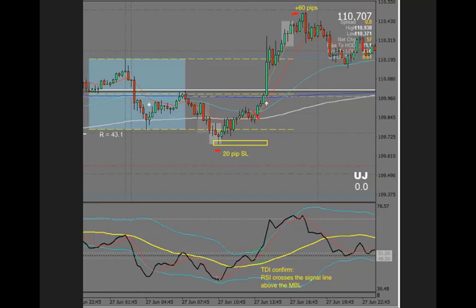You can see even here on the TDI it's a very pronounced W. And you can also see very clearly the TDI confirms: we got a cross above the signal line and we are very much above the market baseline, so you can tell this is going up. There's your entry right here. And if you held it all the way up to the top here, you would have gotten 60 pips.